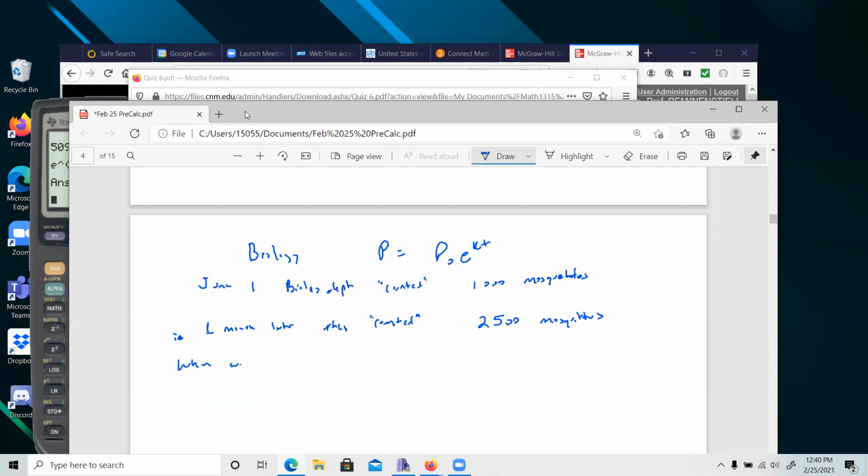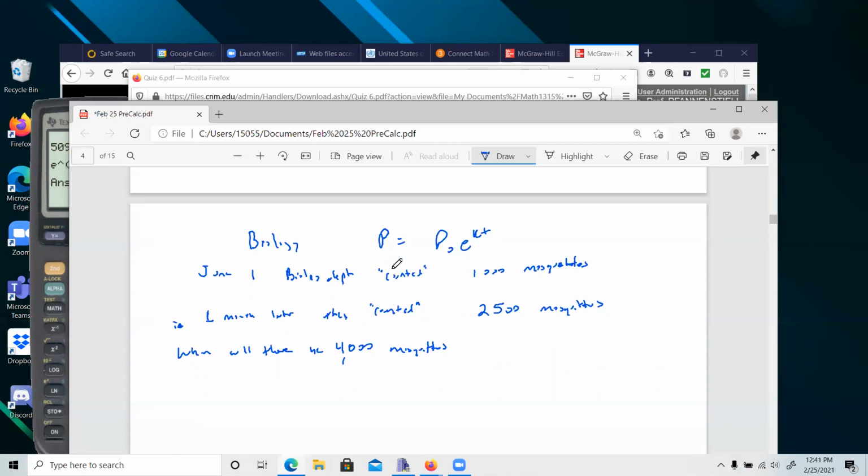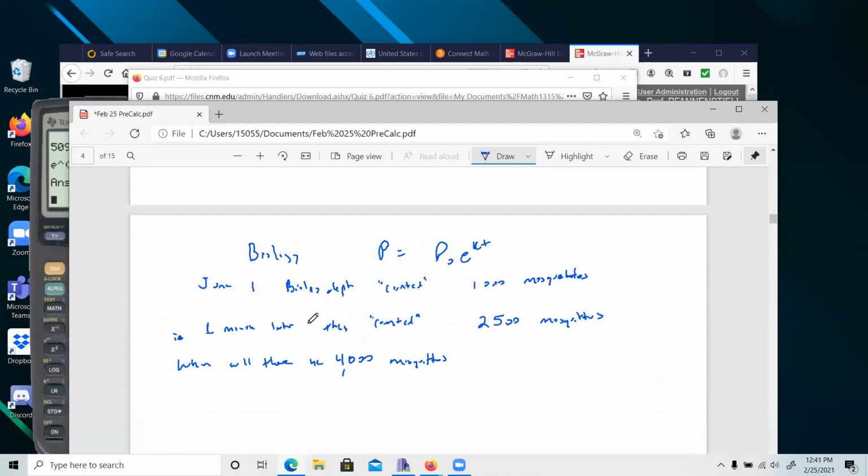When will there be 4,000 mosquitoes? And clearly, we're going to have to be careful about this, because if we end up with 6 months, there's not going to be 4,000 mosquitoes in December. Okay, so I'm hoping that at worst I'm going to have something in September here.